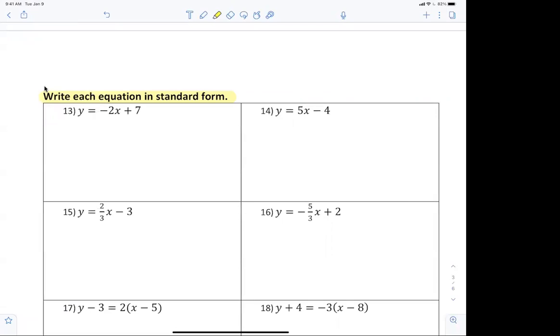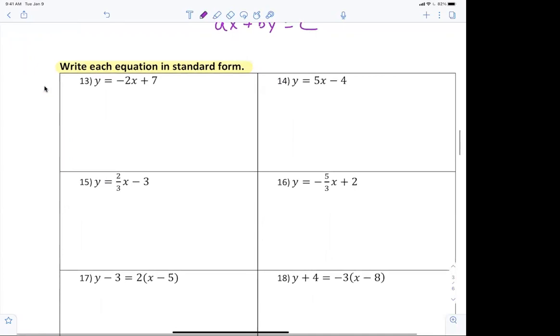And right above, I want everyone to write for me AX plus BY equals C. That's standard form. AX plus BY equals C is referred to as standard form. That means X and Y are on the same side. X and Y are on the same side of the equation. So I want everybody to look at number 13.